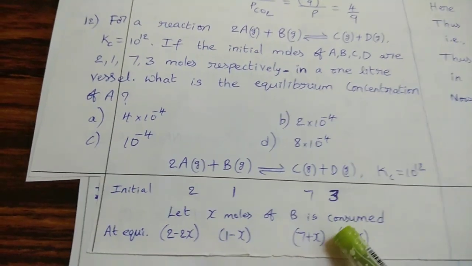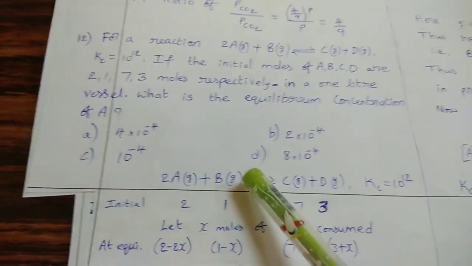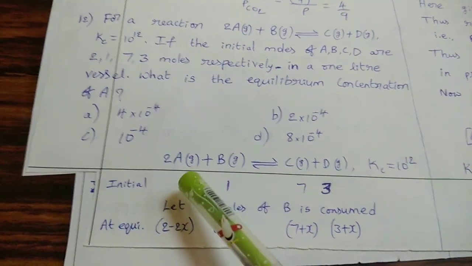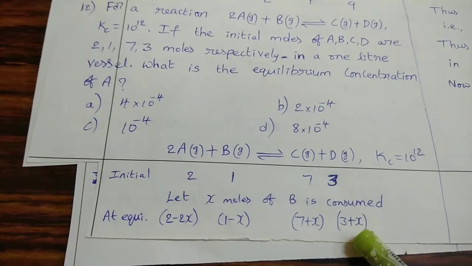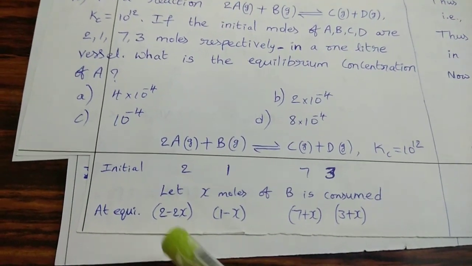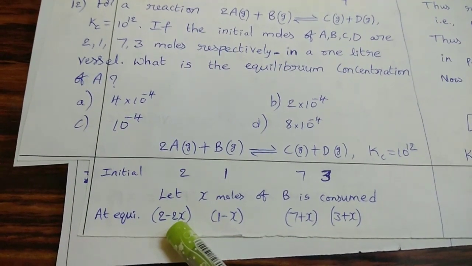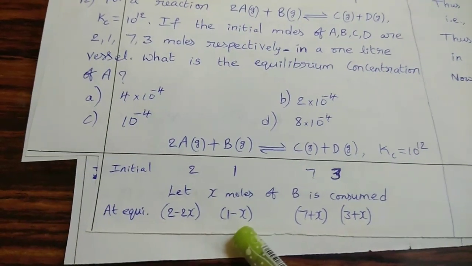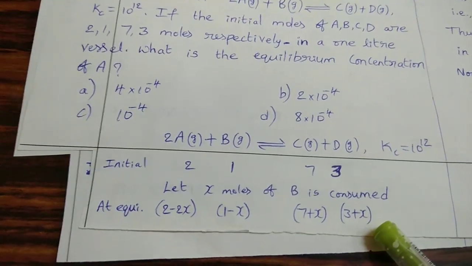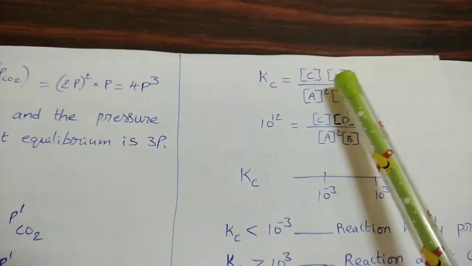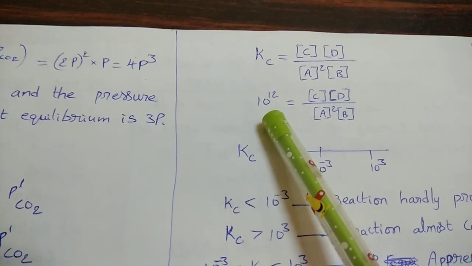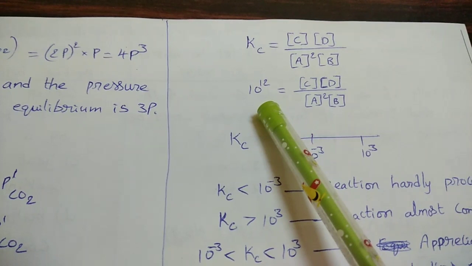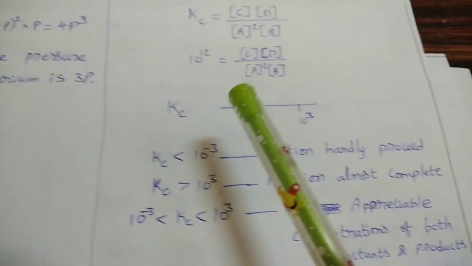Let X moles of B be consumed. So here 1 minus X, and here 2 moles means 2X moles is consumed. Here X moles formed, and here X moles formed. So at equilibrium the number of moles we can write as 2 into (1 minus X), 1 minus X, 7 plus X, 3 plus X. Now write the equilibrium constant expression. Kc equals the concentrations of the products divided by the concentrations of the reactants. 10^12 is given in the question. Substitute that value. Now we know the conditions.